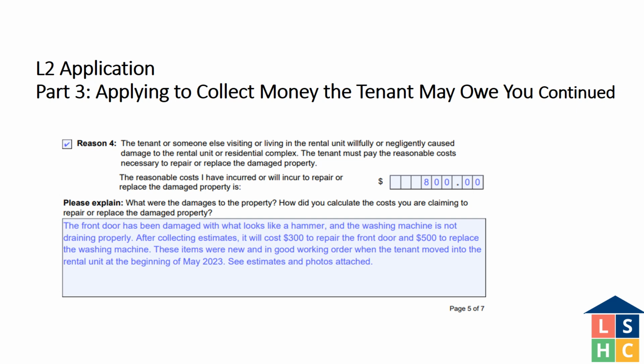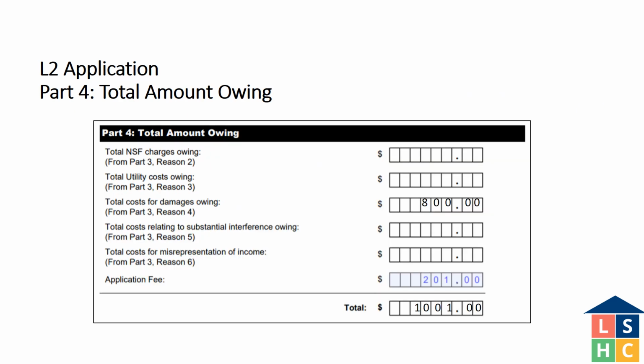If you included costs for damages on the N5, make sure to complete Reason 4. It's important to include estimates with the application to show how you arrived at the amounts you are asking the tenant to pay. Some sections of the L2 application are not fillable online, so make sure to fill them in after you print the form and before filing with the Landlord and Tenant Board.